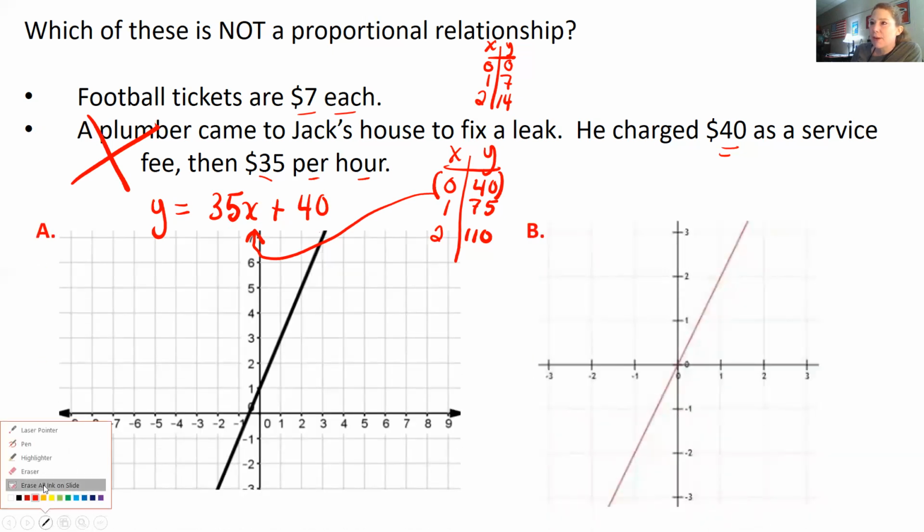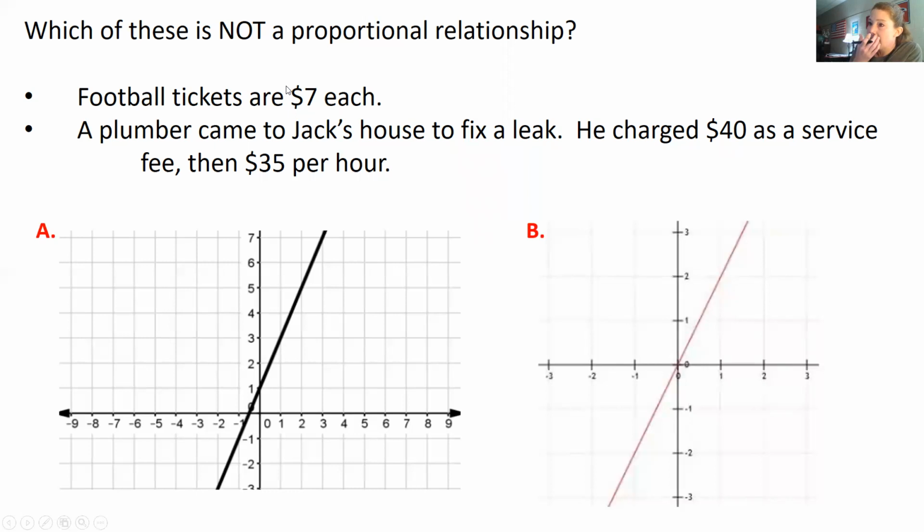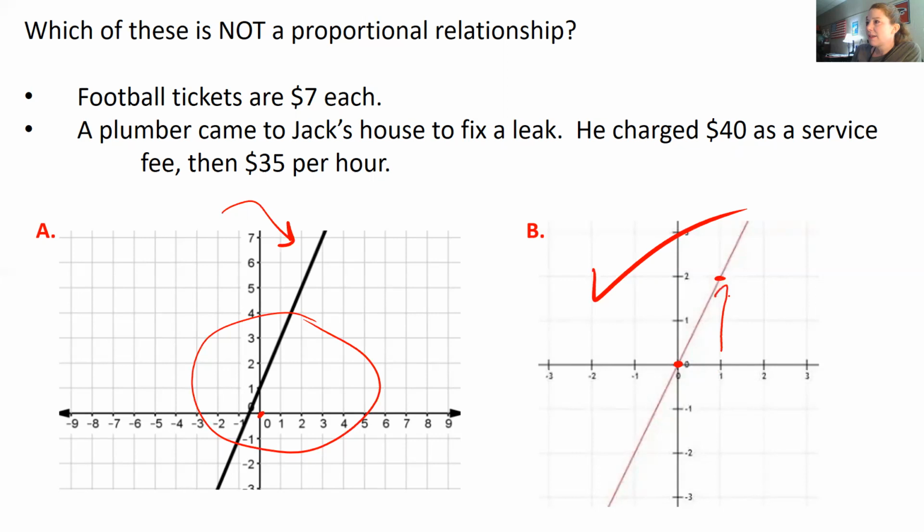All right, let's look at this problem. This one is asking the same thing. Which of these is not proportional? Well, they're both straight lines. But the problem with letter A is it doesn't go through 0, 0. It's a linear equation, which we'll learn more about next year, but it's not proportional because it does not go through 0, 0 like letter B does. So this one is proportional. It's a straight line. I find my unit rate is 2 when X is 1, Y is 2. This one is a straight line, but it's not proportional because it doesn't go through 0, 0.